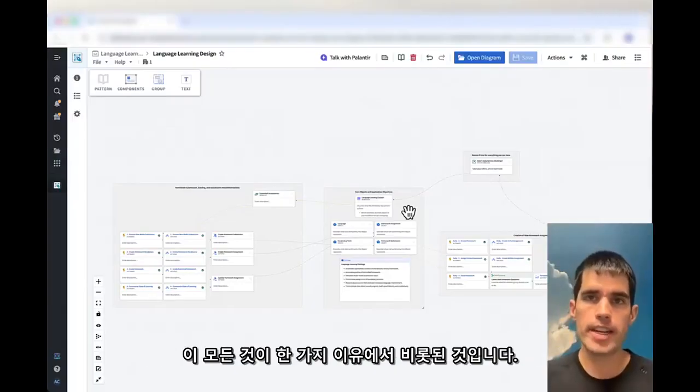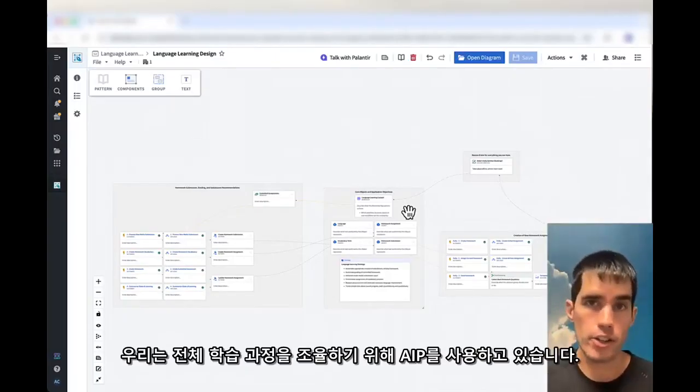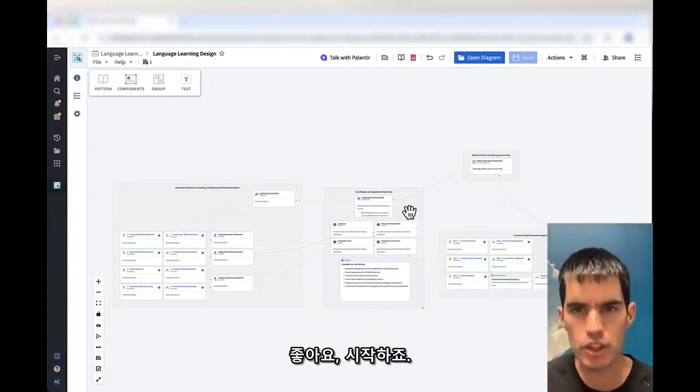And what all of this does is it comes together into a single kind of raison d'être for why we are using AIP to orchestrate our entire learning process. Cool, let's dive in.